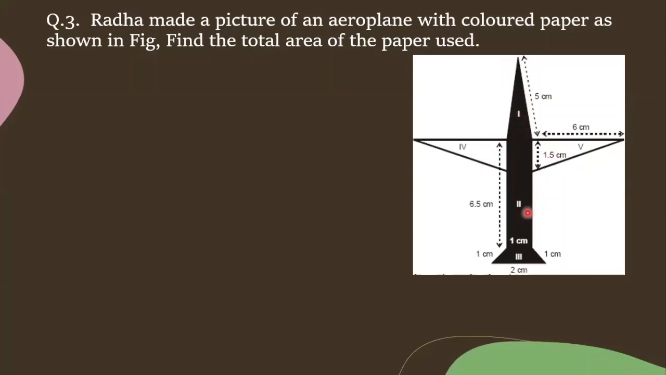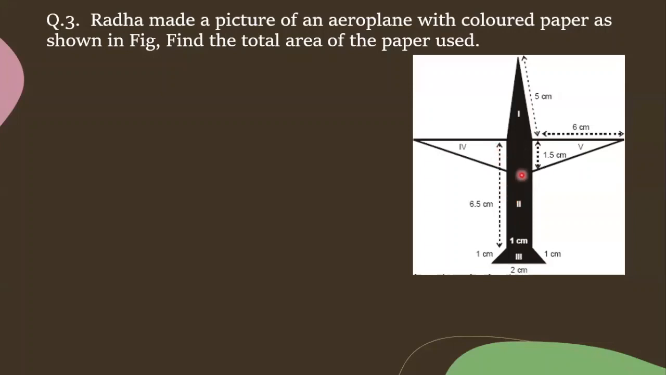Then next one, figure 2. Figure 2 is a rectangle. What's the area of a rectangle? Half into base into height, ma'am. L into B. Length into breadth. Jester and Ajay, what happened? I'm asking about the rectangle.